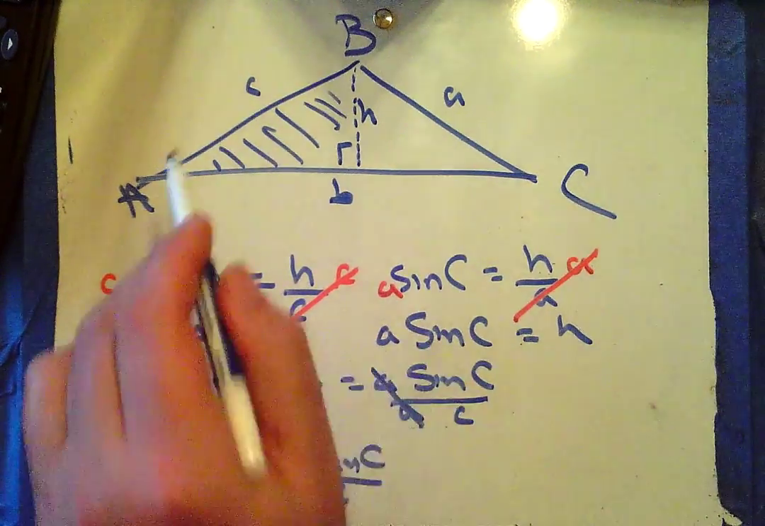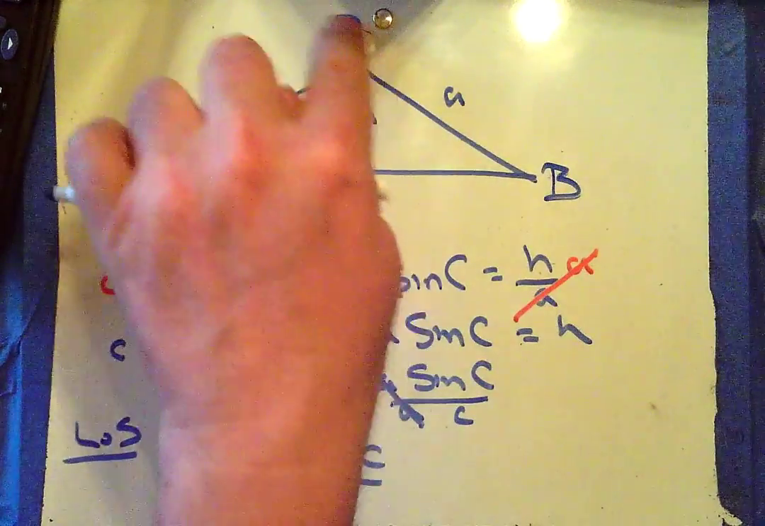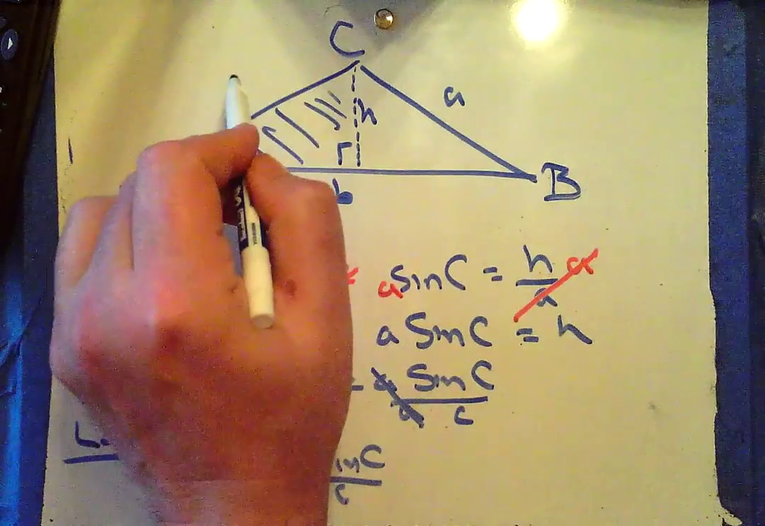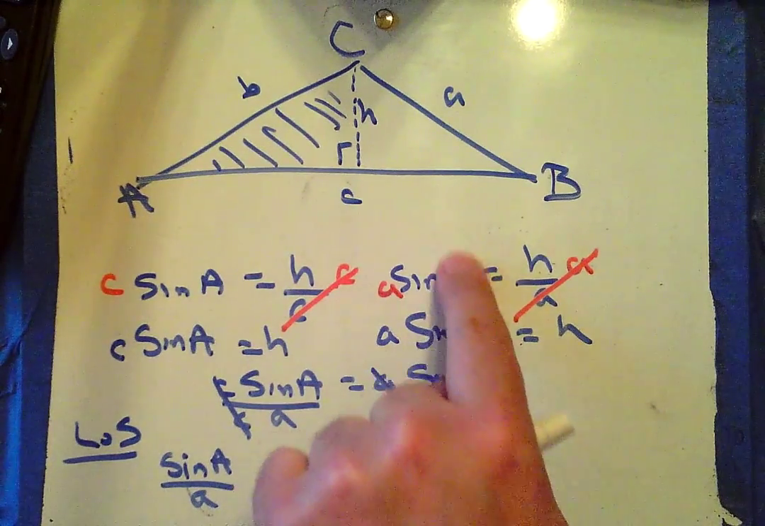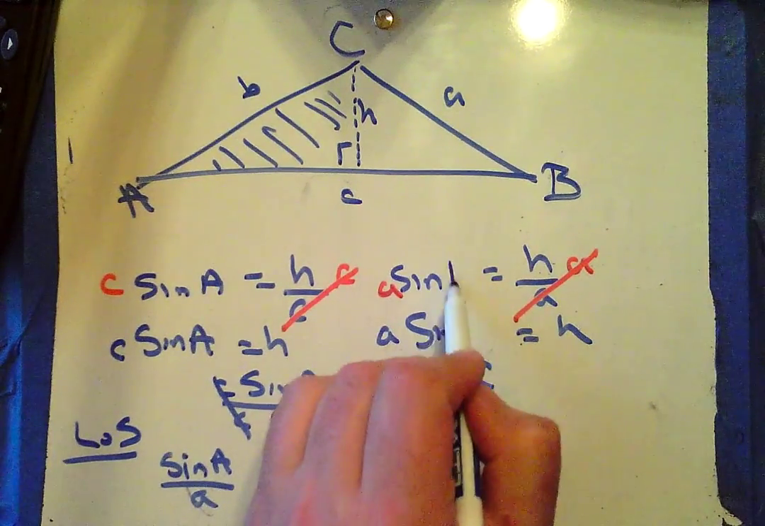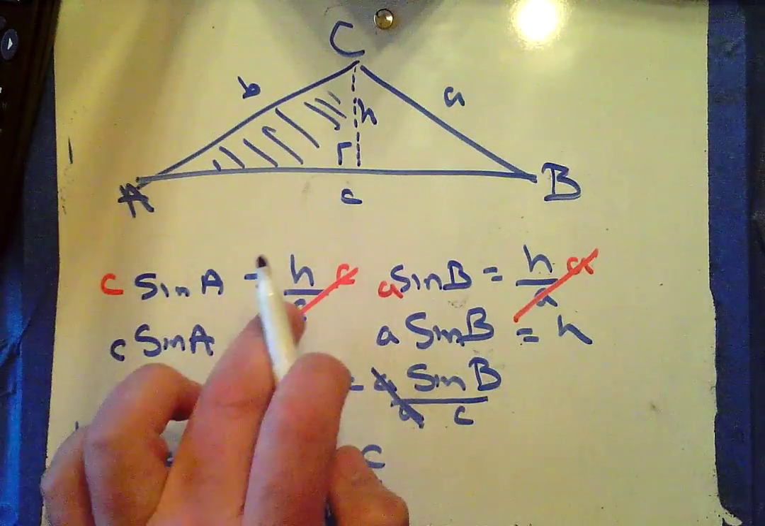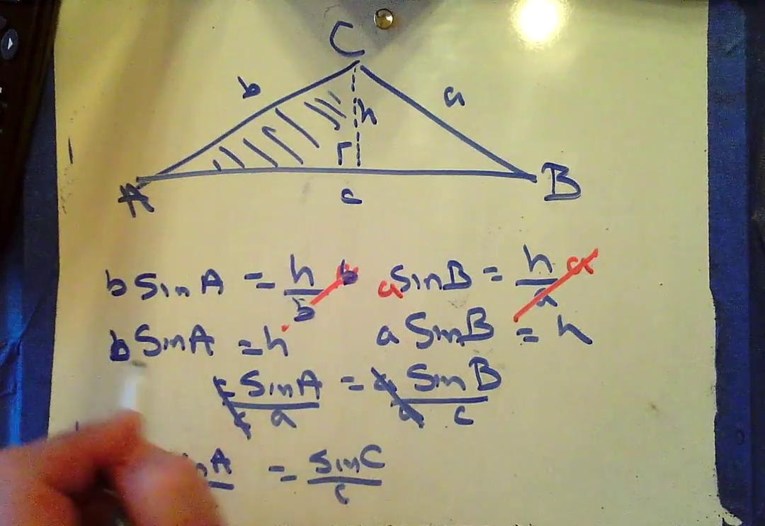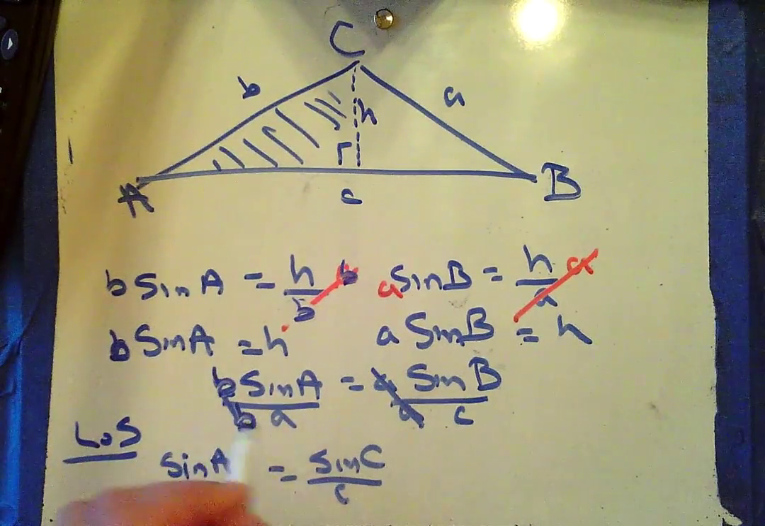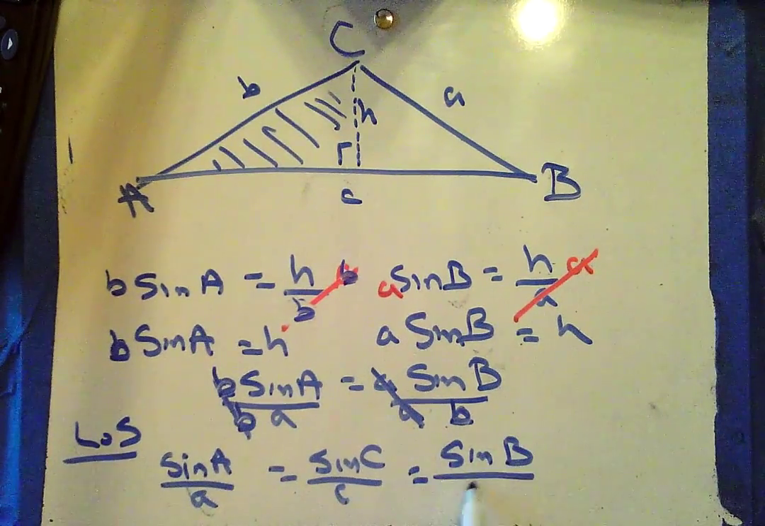But when I drew this triangle, it was kind of arbitrary the way I labeled it. I just as well could have put B here and C up here. And if I had done that, this would be sine of B, this would be a little b, and so I'd be dividing both sides by b, and I'd get sine B over b. So this is law of sines.